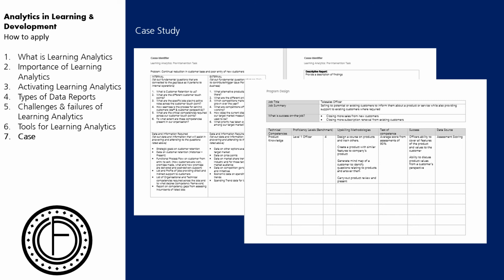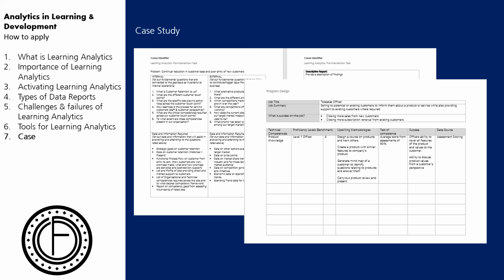The proficiency level required for a level 1 officer is an advanced level. Upskilling methodologies, for instance, is to design a course on products and train others. So for someone who is a level 1 officer to be upskilled, this person should be able to design a course on products and train others, create a product with similar features to the company's products, generate a mind map of a customer to identify questions relating to products and answer them, and carry out a product review and present.